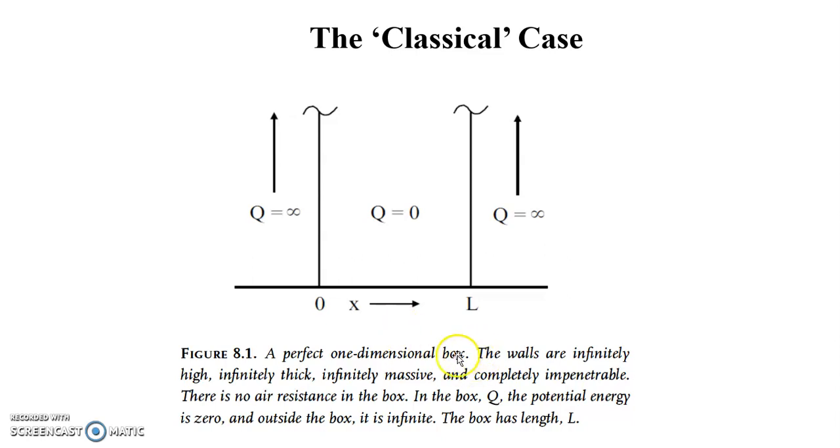This information is important to understand the particle in a box of the classical case. Outside the box the potential energy is infinite, inside the box the potential energy is 0, and this is the length.